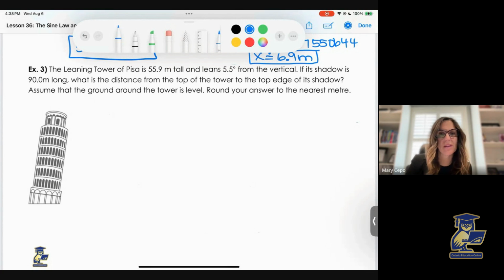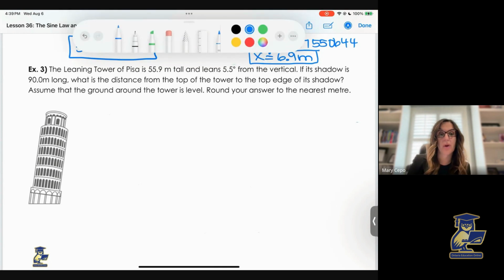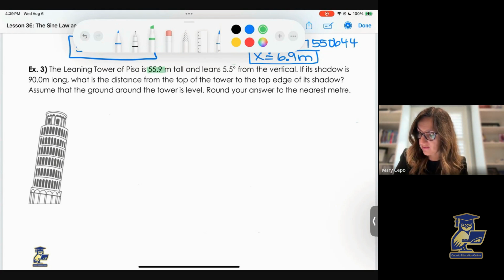Example 3, we have the Leaning Tower of Pisa is 55.9 meters tall and leans 5.5 degrees from the vertical. If its shadow is 90 meters long, what is the distance from the top of the tower to the top edge of its shadow? Assume that the ground around the tower is level. Round your answer to the nearest meter. Okay, so let's get that visual. The Leaning Tower of Pisa is 55.9 meters tall. It leans 5.5 degrees from the vertical. Its shadow is 90 meters long.